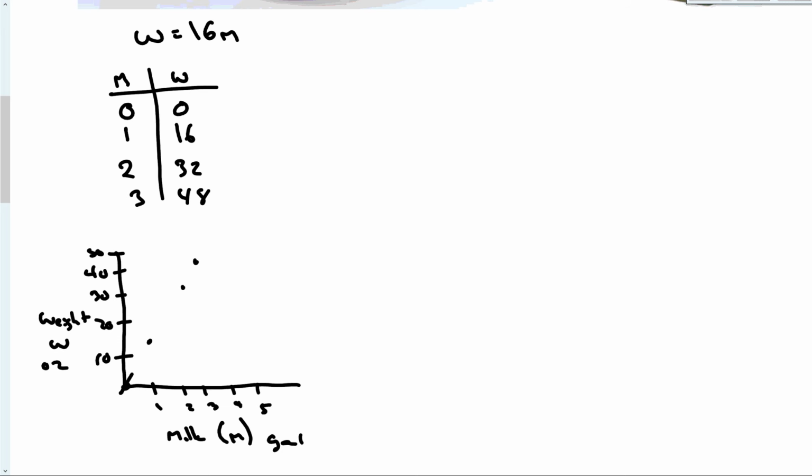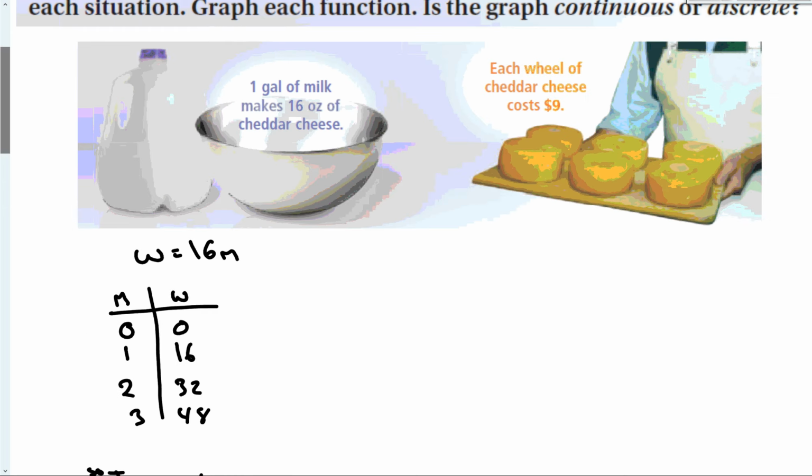So not a perfect graph, but we see that I can make a line with this because can I put half a gallon of milk in? Sure. That's going to make me 8 ounces of cheese. Can I put 2.5 gallons of milk in? Sure. So you are allowed this function, and you kind of have to use a little bit of logic to decide that, but this function will let us plug in however much weight we want.